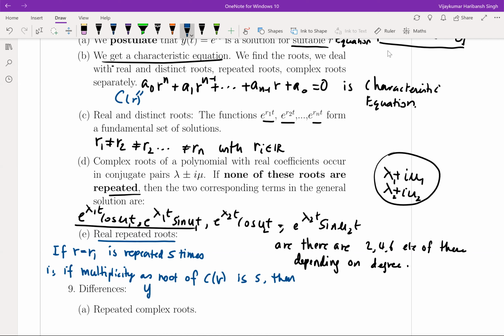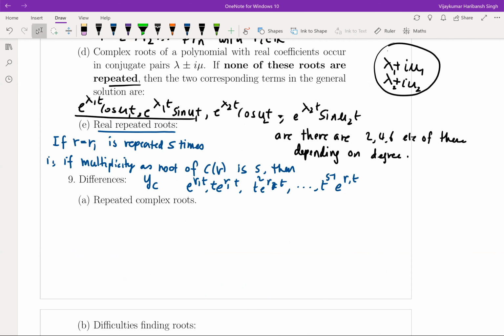we'll have y equal to e to the power r1t, t times e to the power r1t, because the root is repeated, then t squared e to the power r1t, and so on, up to t to the power s minus 1 e to the power r1t. So the idea is you multiply with t, and how many times? If the multiplicity is s, you multiply up to t to the power s minus 1. So you multiply with t squared, and all these will form a solution.